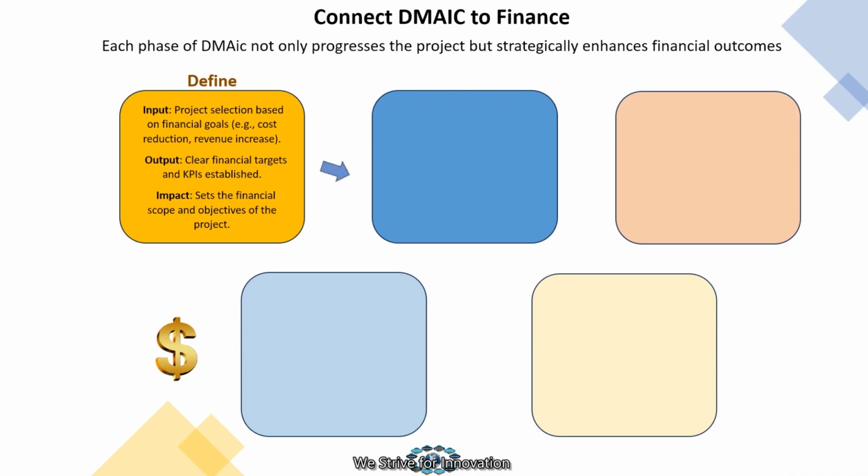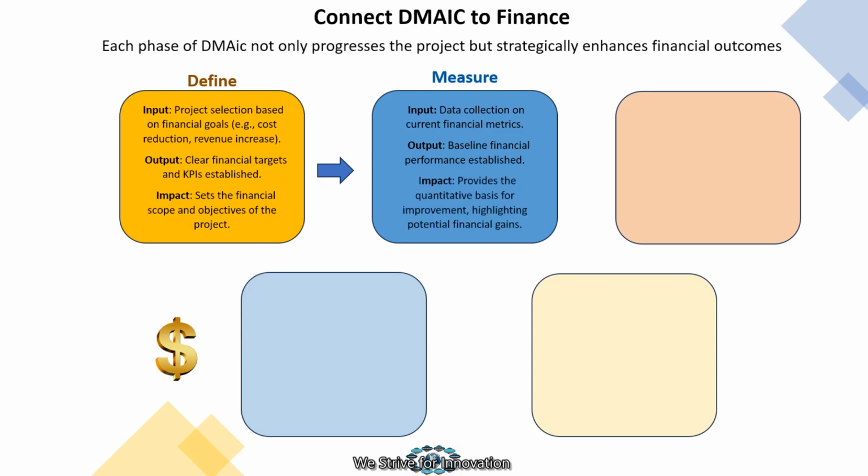Then you move to the measure phase. What would be your input in the measure phase? Data collection on current financial metrics. What output are you expecting out of that phase? Baseline financial performance will be established. What will be the impact overall? You provide the quantitative basis for improvement, highlighting potential financial gain.